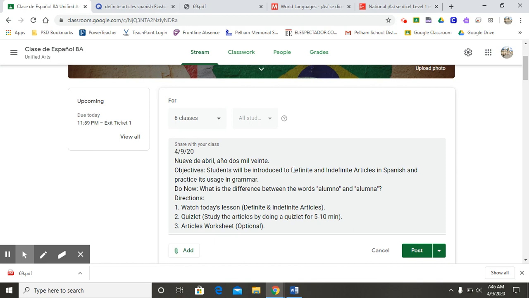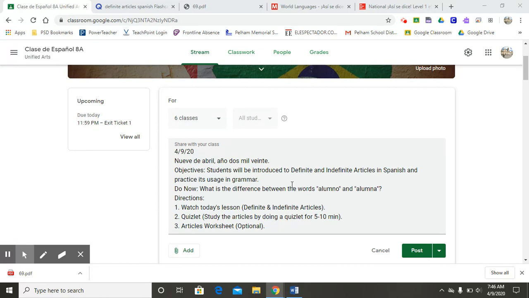Today, we are going to be learning about definite and indefinite articles, and we are going to start the first day of the grammar. So let's begin. Let's look at our objectives. It says students will be introduced to definite and indefinite articles in Spanish and practice its usage in grammar. Now, the do now says, what is the difference between the words alumno and alumna?